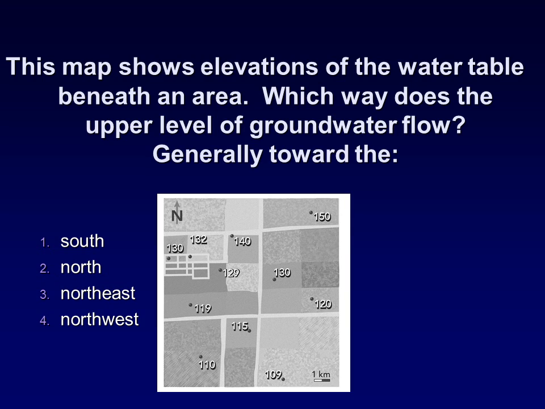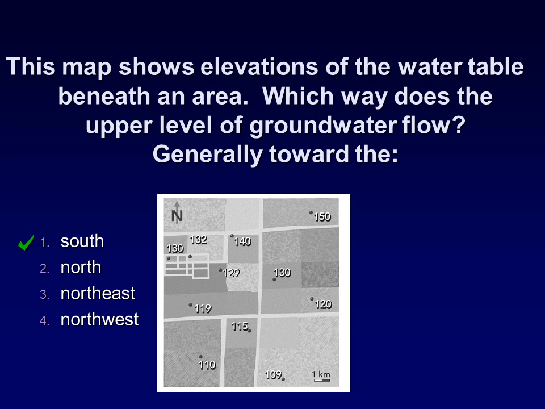This map shows elevations of the water table beneath an area. Which way does the upper level of groundwater flow? Generally toward the what? Remember, on these maps, north is up. Okay, if you said south, you would be correct.